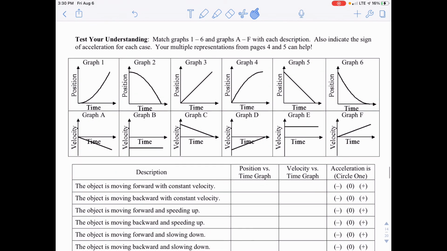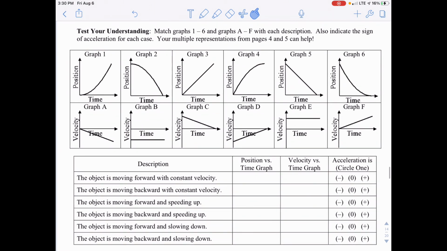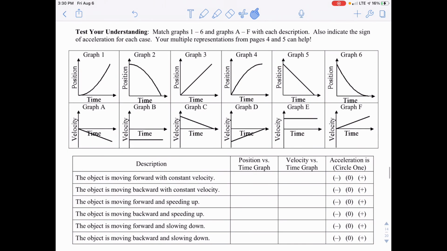All right, now we're going to do some graph matching. We have graphs 1, 2, 3, 4, 5, 6, and then velocity graphs A, B, C, D, E, F. Time to graph position and velocity and match the scenarios, okay? And then finally match them with the description that you see down below. Pause the video, give it a chance, give it a try, then resume the video to check your work.